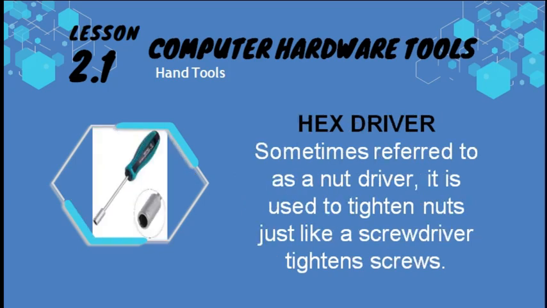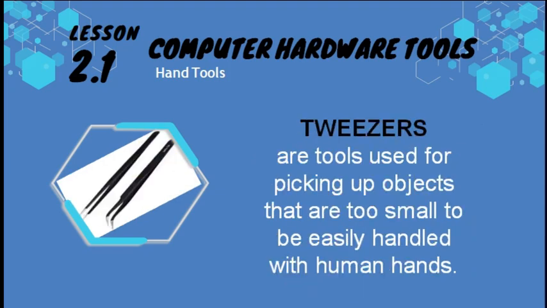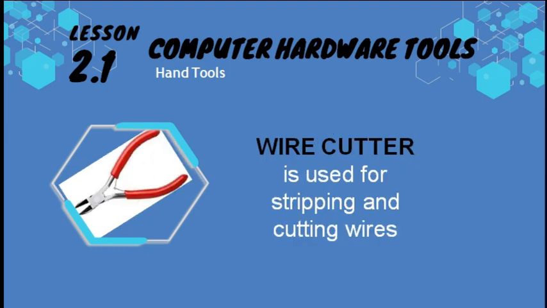Hex driver, sometimes referred to as a nut driver. It is used to tighten nuts, just like a screwdriver tightens screws. Needle nose pliers, also known as long nose pliers, characterized by long, tapering jaws of equal length, and it is used for holding small portions. Tweezers are tools used for picking up objects that are too small to be easily handled with human hands. Wire cutter is used for stripping and cutting wires.